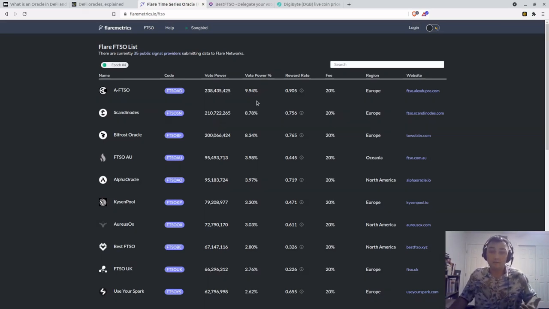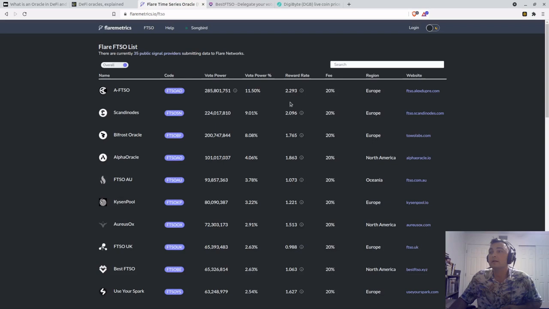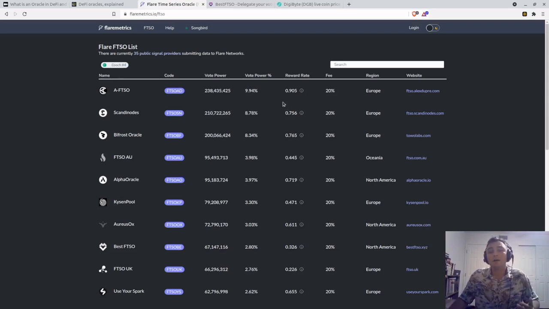After all, that's what we're here for, rewards, as well as participating in a great network. So looking at the rewards rate, you can see that the top AFTSO has a rewards rate for Epoch 4 of 0.905. If we click this toggle to go to overall, it looks like our rewards rate is sitting at about 2.293. Why is it higher overall than for Epoch 4? Well, going back to Epoch 4, Epoch 4 started this past Saturday and is going until this next Saturday. Since the signal providers earn rewards based on their performance, if they do better or worse, then they're going to get more rewards or less rewards.